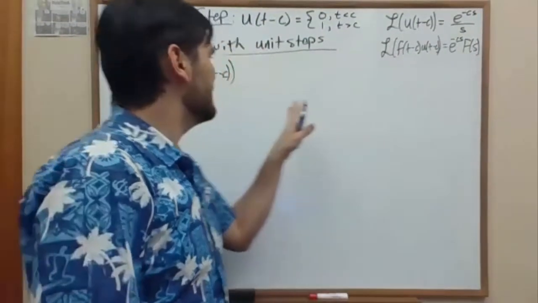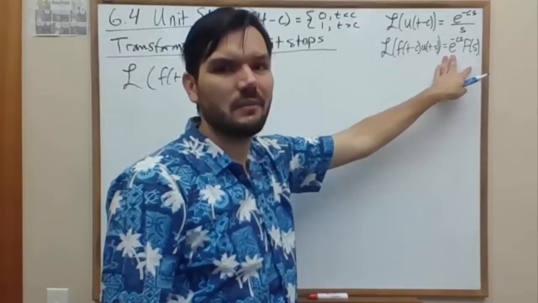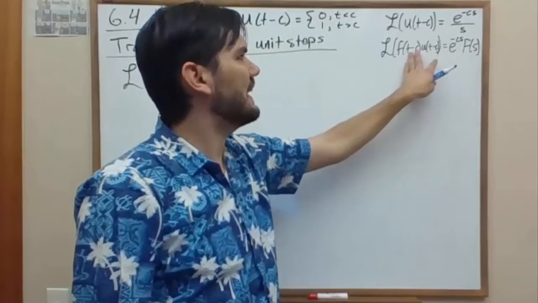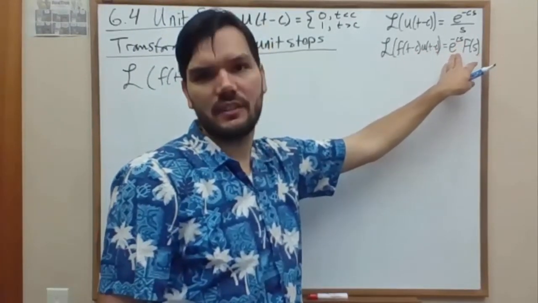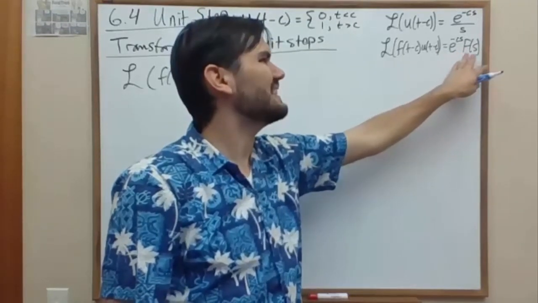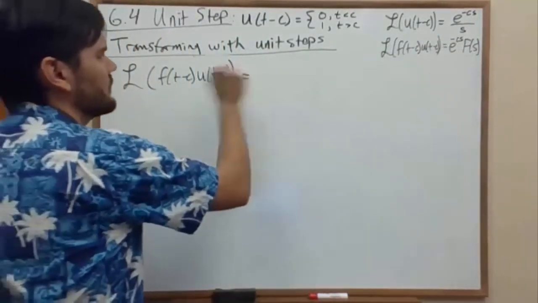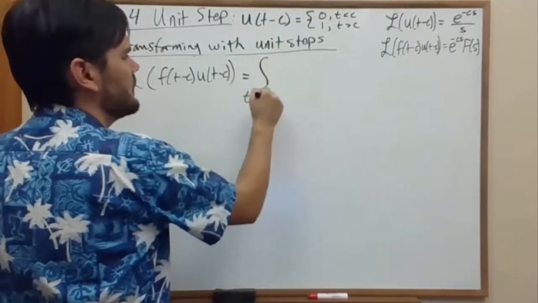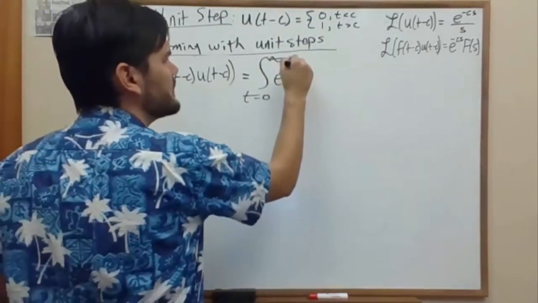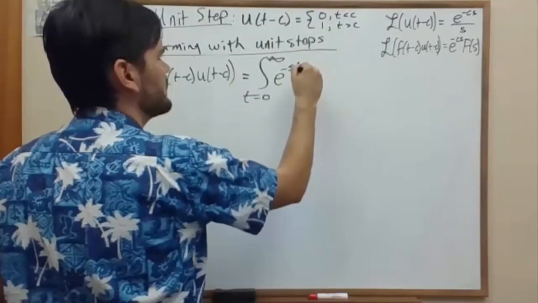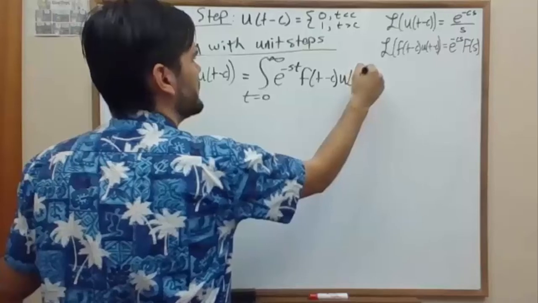Okay, so now we're going to go through the same process to prove our second property, that if you transform any function, as long as it's shifted correctly, you can get the same activation in the frequency space, e to the negative cs, times the transform of the unshifted function. Let's see. We're integrating from 0 to infinity, e to the negative st times our f of t minus c times u of t minus c.